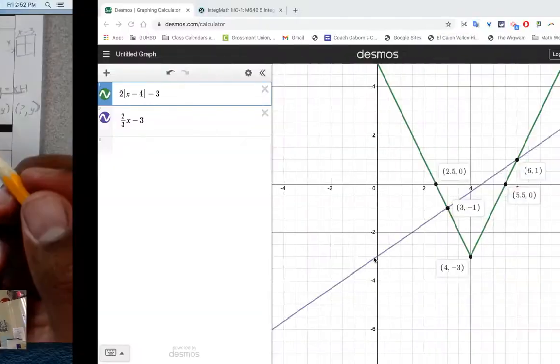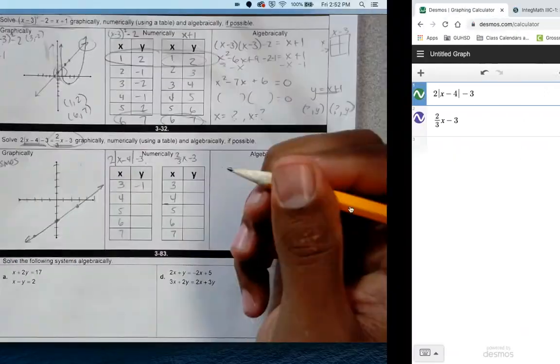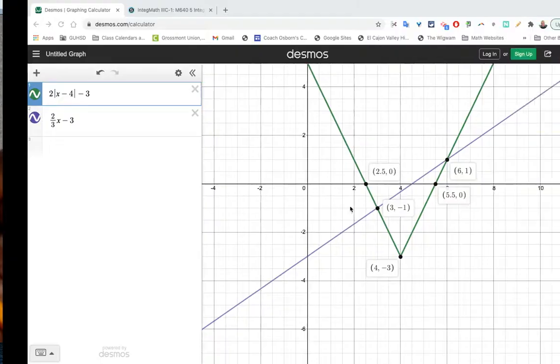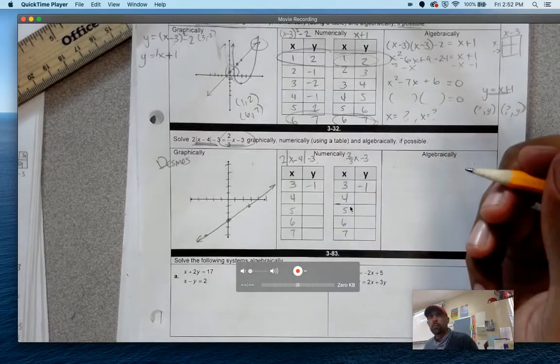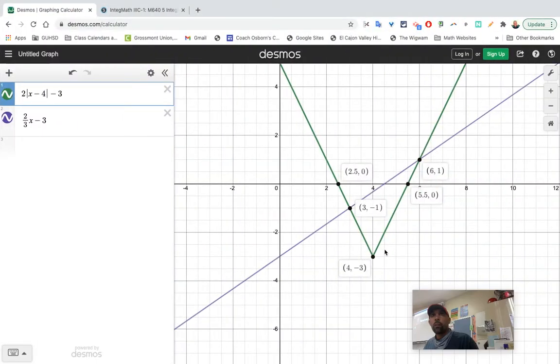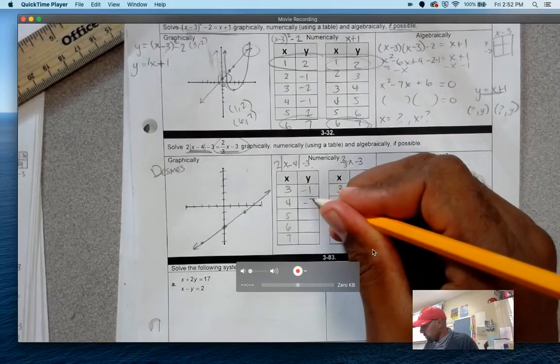So now for the V, or the absolute value, I've got this point at 3, negative 1. So I'm going to write that in right there. And that's also going to be the same for this one because that's where they intersect. Okay, let's go back. Now here, this is the absolute value at 4 minus 3. So again, absolute value of 4 minus 3.